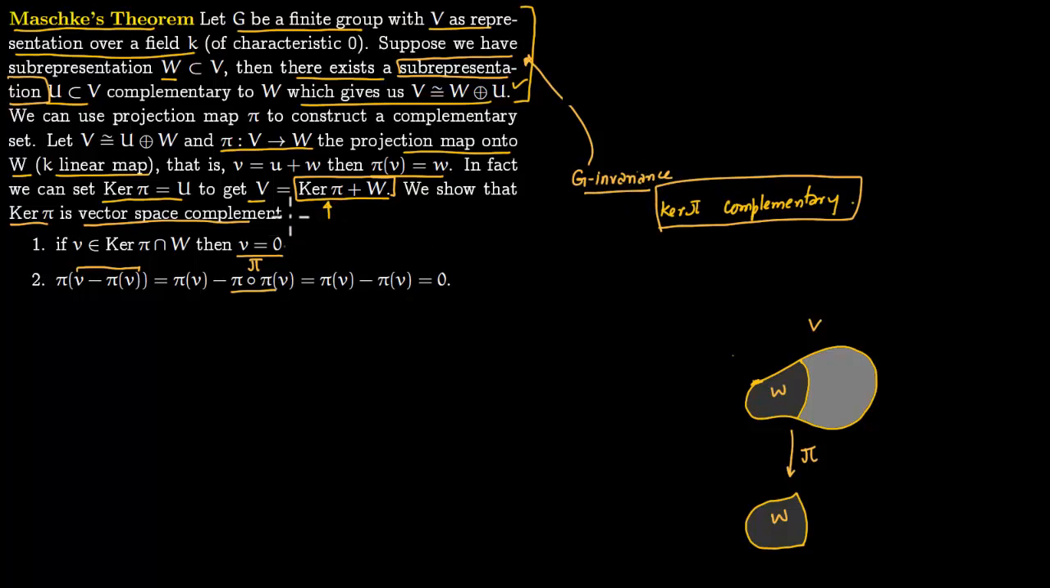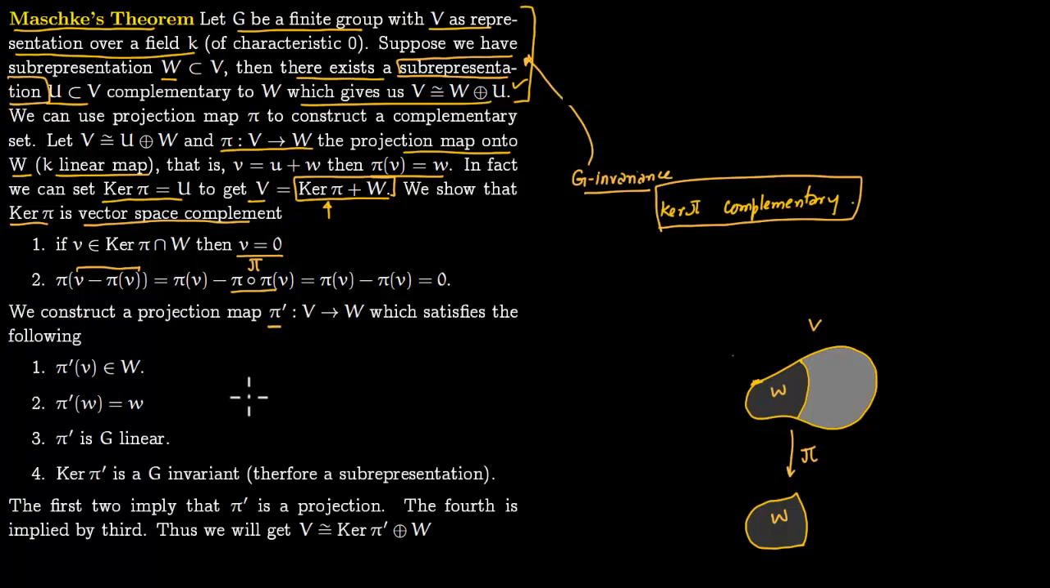So we will modify our projection map pi to some new map pi prime, and this pi prime will again go from V to W, and it will satisfy the following properties. First, pi prime of v would be an element of W. So this map should make sense, and then pi prime of w should be w. So these two will make this pi prime into a projection map. So it will satisfy the same properties as pi, as any projection map would do. So this makes pi prime into a projection map. So we still have to define it.